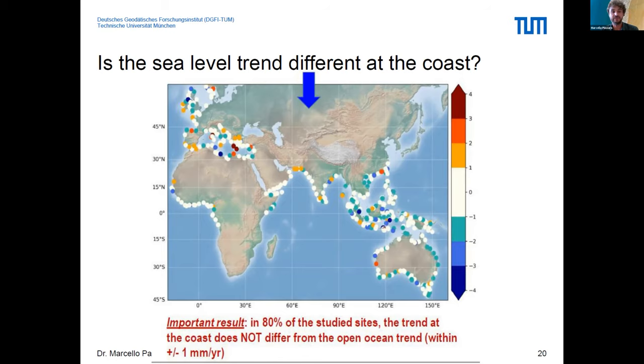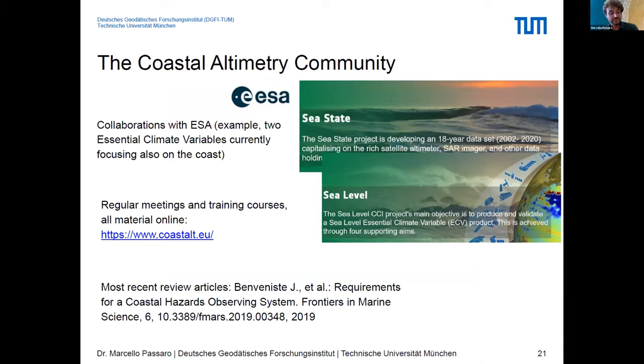So that's a very interesting line of study, I think. Of course, I had to select some of the sciences that we're doing with coastal altimetry, but I think it's a very exciting time for the community because we are not anymore only working on improving the signal and trying to somehow give some preliminary data set, but we're working now with data sets that are really at the focus of big projects. So I've mentioned already the Sea Level Climate Change Initiative, but also the Sea State Climate Change Initiative of the European Space Agency currently are focusing also on the coast in terms of the data set that they are releasing.